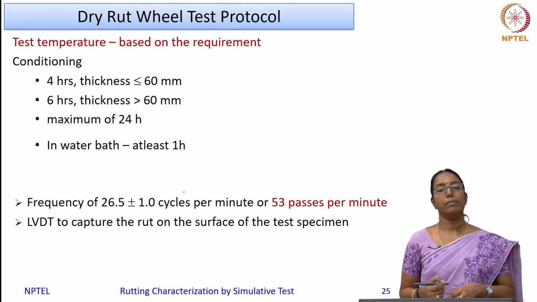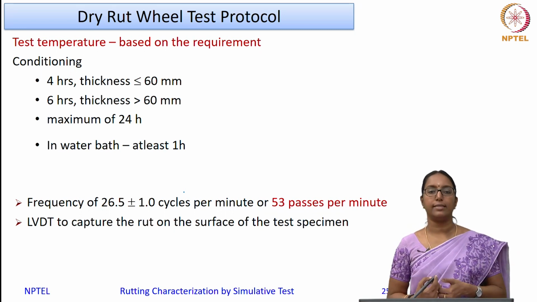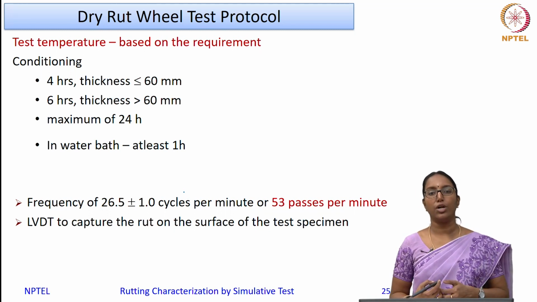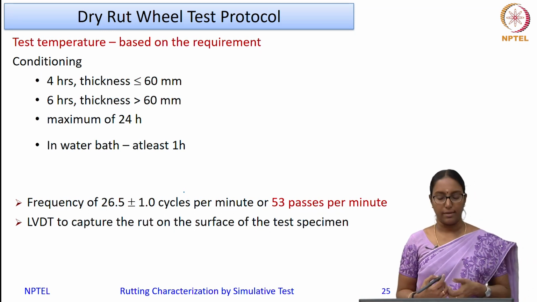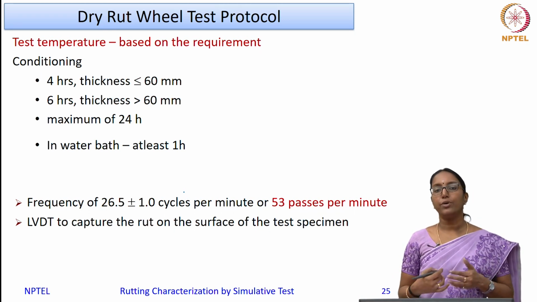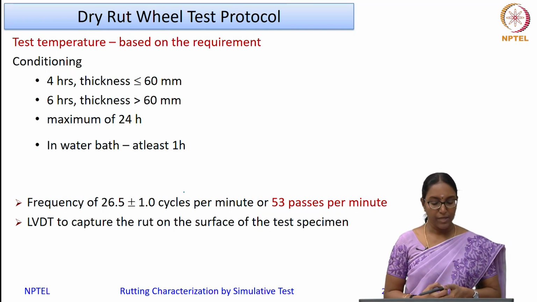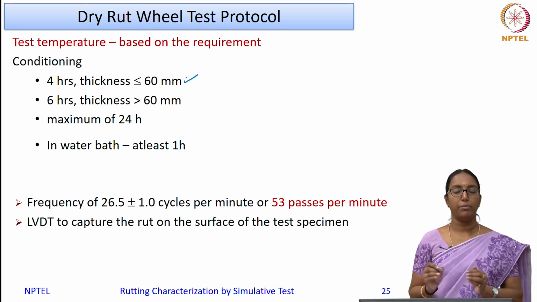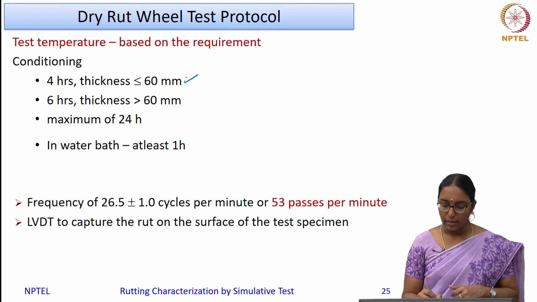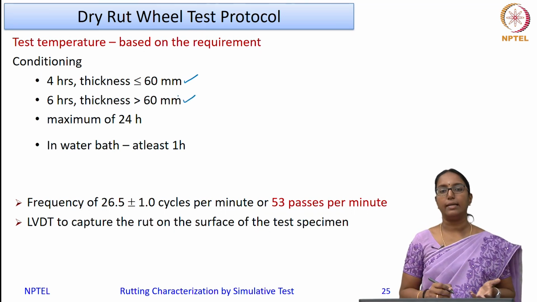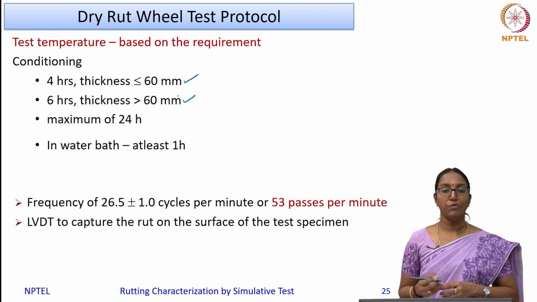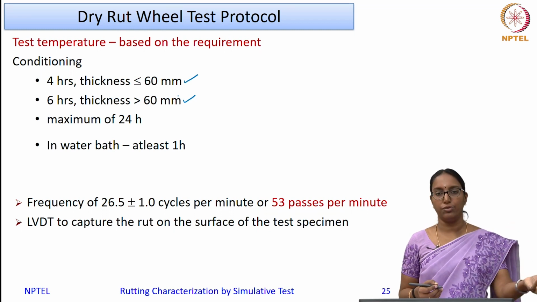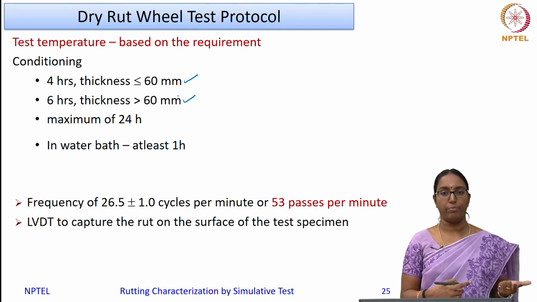Now, the test temperature, based on your requirement, you have to choose. As we are discussing, rutting is something which happens at a higher temperature. So normally we do the testing at 50 or 60 degrees Celsius, and you have to condition the specimen to that test temperature. If the thickness of the specimen is less than or equal to 60 mm, you have to condition it in the environmental chamber for at least 4 hours. And if the thickness is more than 60 mm, you need to condition it for at least 6 hours, but to a maximum of 24 hours. If you continuously condition it at this test temperature for more than two days or so, what can happen is that aging will creep in.